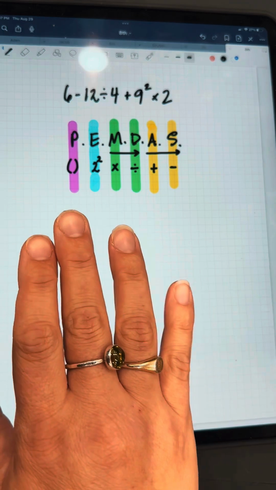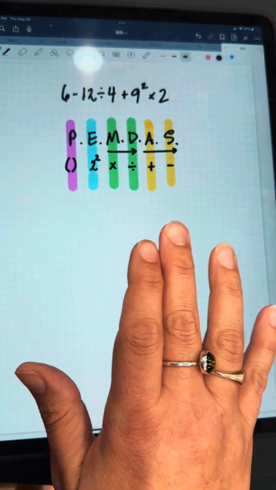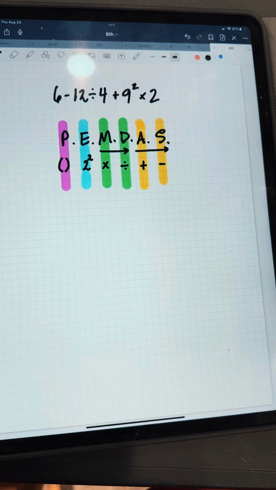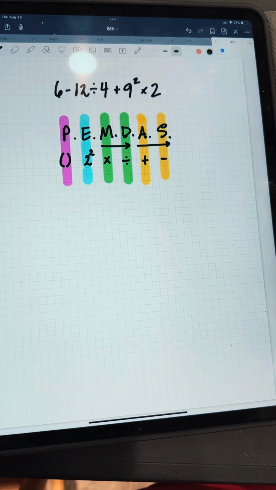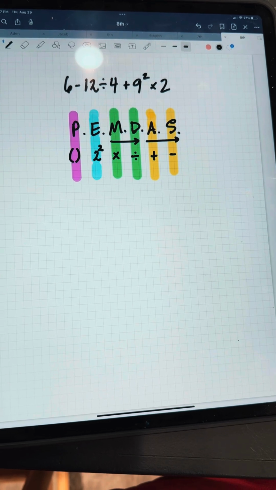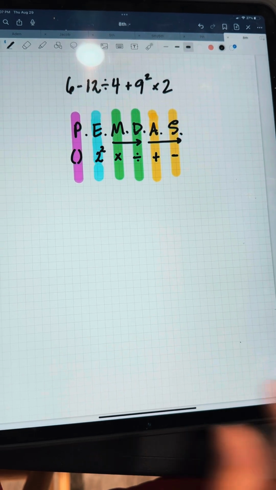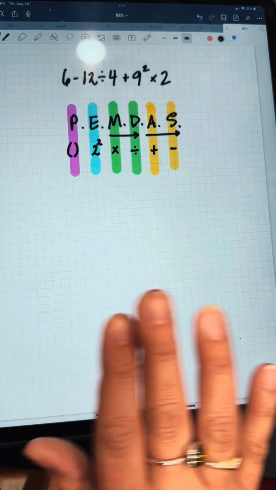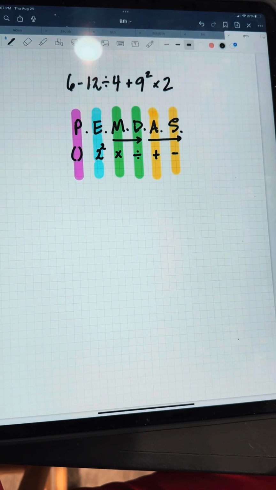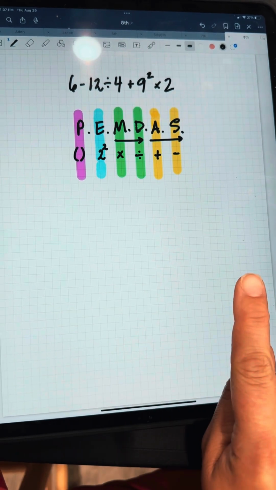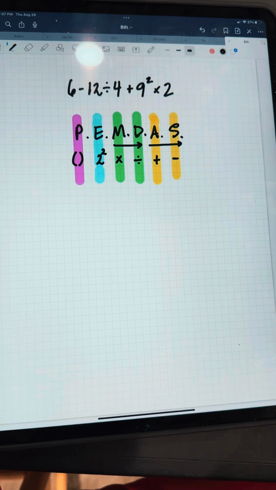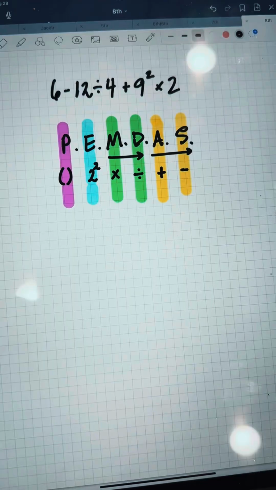From there, you'll want to move through E, M, D, A, and S. E being the exponents, M and D together, you'll see I've highlighted in the same color. That's because you move through multiplication and division from left to right, no matter what comes first. You do the same protocol for addition and subtraction, moving left to right through whatever has remained in the problem to solve. Let's begin with this one.